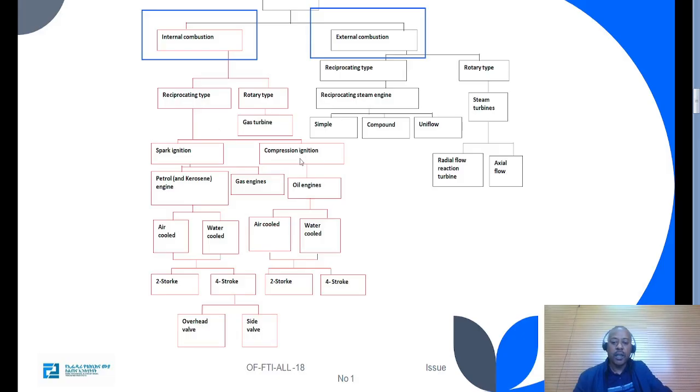And the compression ignition engine is the oil engine, and it uses diesel oil. The cooling mechanism is similar to the spark ignition engine, and the number of strokes or cycles is also similar. So there are 2-stroke and 4-stroke compression ignition engines.